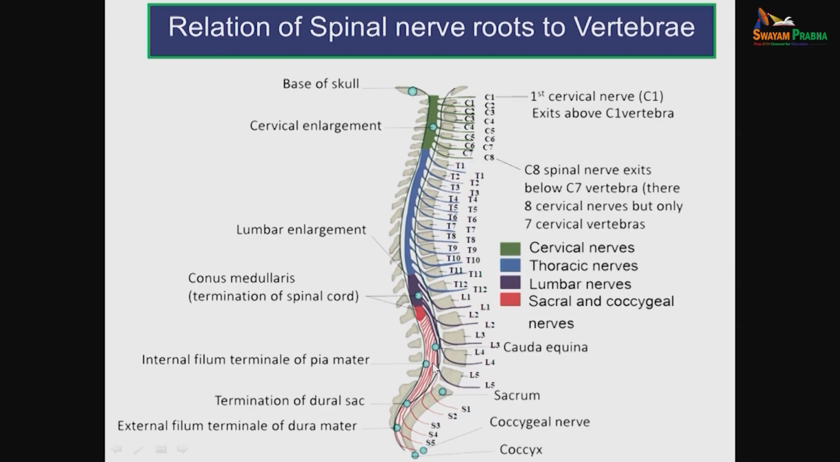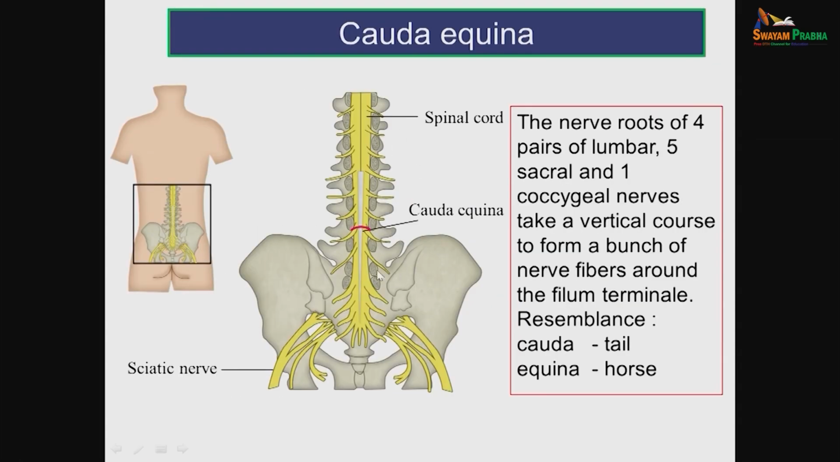This is because the cord ends at the level of the lower border of L1. There is a cranial shift or rostral shift of the cord. So, the lower 4 pairs of lumbar nerves, 5 pairs of sacral nerves and 1 pair of coccygeal nerves take a vertical course and reach the corresponding intervertebral foramina. They form a bunch around the filum terminale. You can see in this picture, they form a bunch around the filum terminale, which is shown in white color.